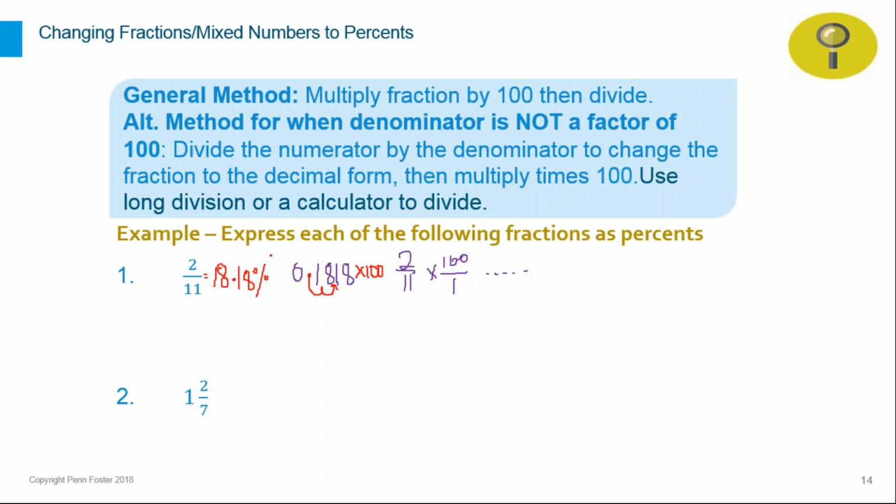Questions? Anything that is not clear? Okay, let's do that one more time with the mixed number that we have on question number 2.